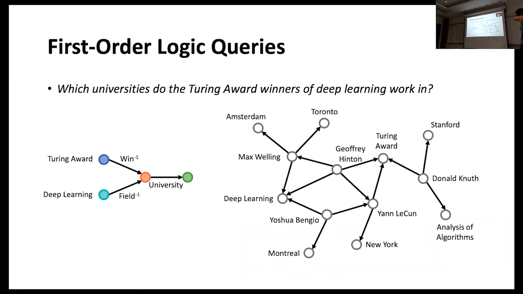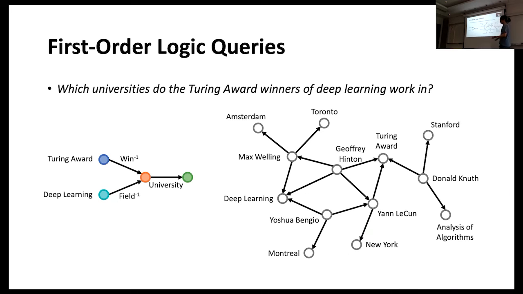So let's take a look at the problem of multi-hop reasoning on knowledge graphs. It's formally known as first-order logic queries. A typical first-order logic query could be: which universities do Turing Award winners of deep learning work in? This kind of question can actually be rewritten as query patterns, where you try to search these query patterns in your knowledge graph.